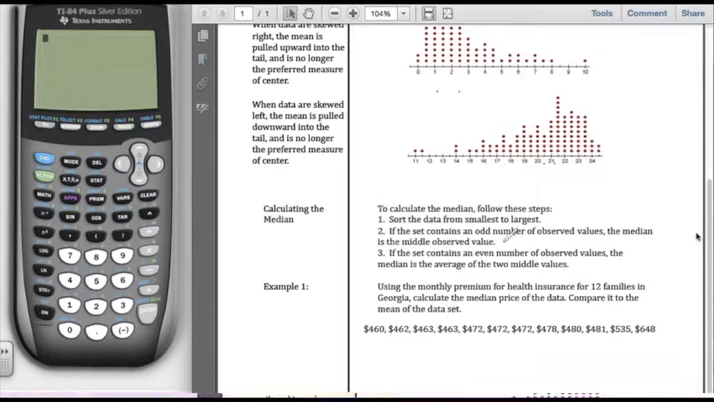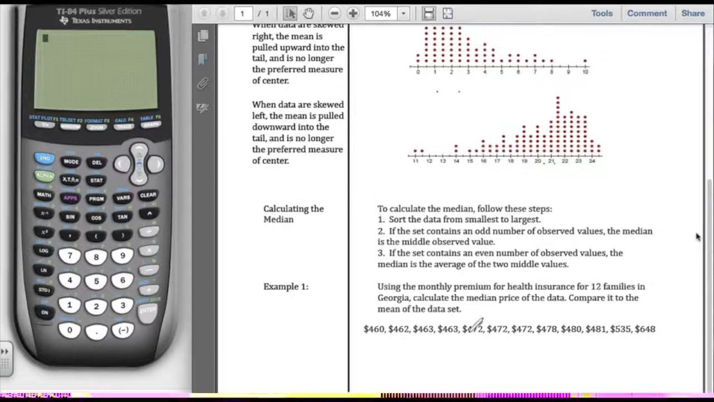If the set contains an odd number of observations, the median is that middle observed value. So if you have 13 data pieces or if you have 21 data pieces, you could split it so you've got one odd number in the middle and you've got an even amount of numbers on the left-hand side and the right-hand side. If the set contains an even number of observed values, which we're going to see in our example, the median is just the average of the two middle values.